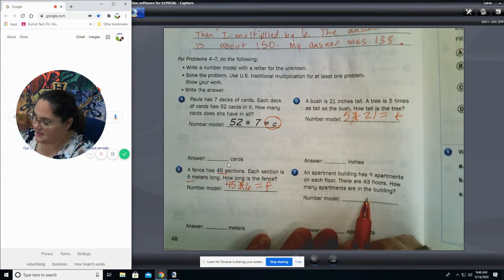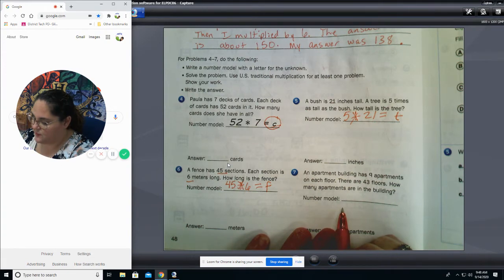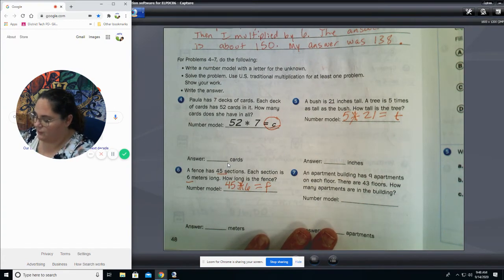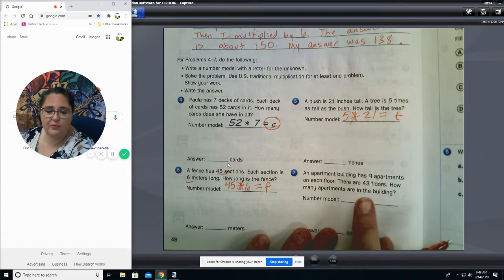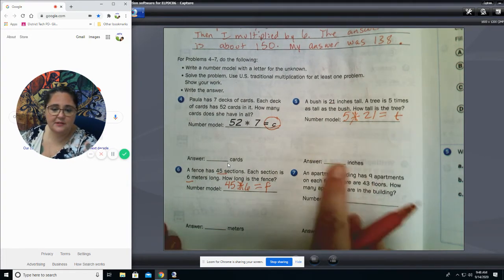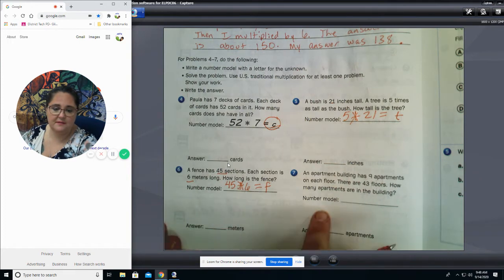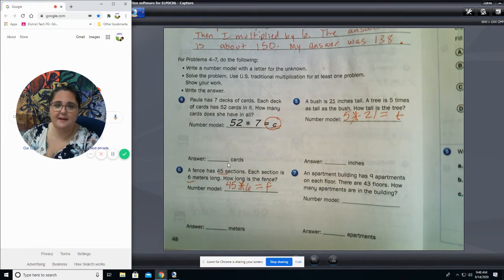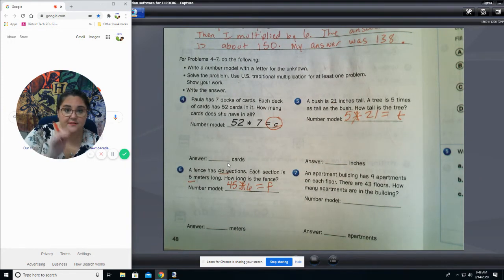The apartment building has 9 apartments on each floor. There are 43 floors. How many apartments are in the building? I want you to pause the video. I want you to write your number model and then do the multiplication and then come back. So pause the video, write your number model, and do the multiplication.